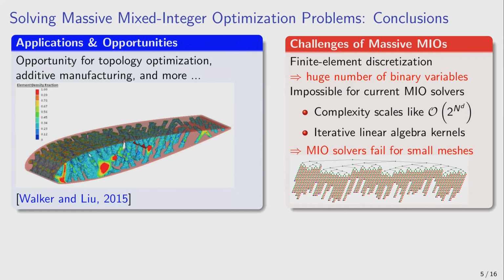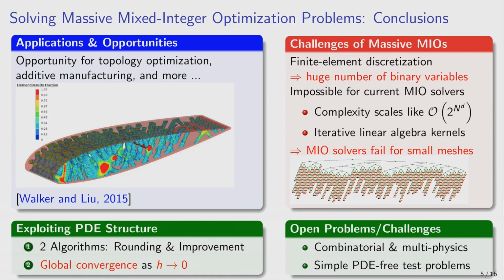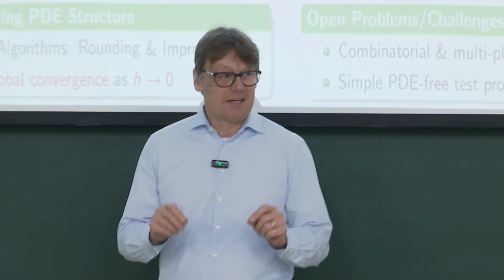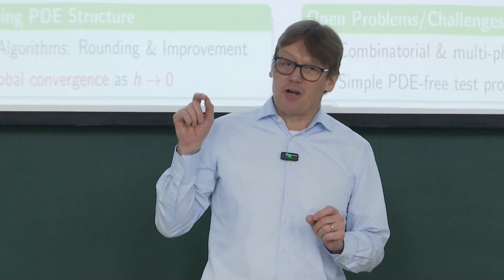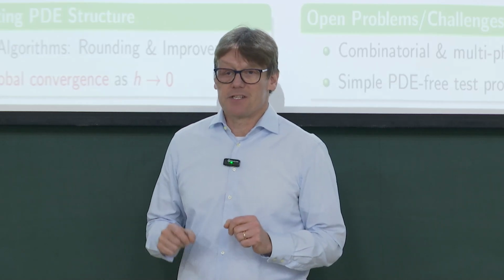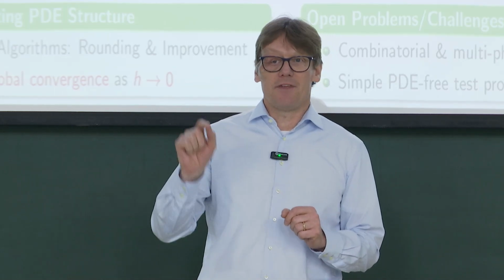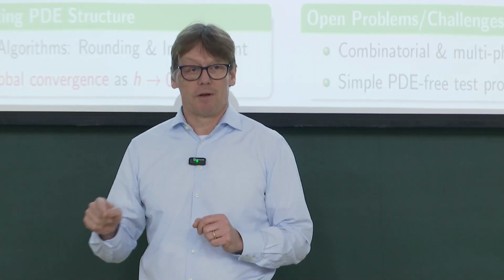Now, the good news is, at the end of this talk, I will have given you 2 methods of solving these problems. So there is a simple rounding approach and an improvement heuristic. So I'm going to give you 2 methods which look like heuristics at first, but the cool thing is that they have a global convergence guarantee. So if you refine your mesh, these methods will converge to the global minimum.